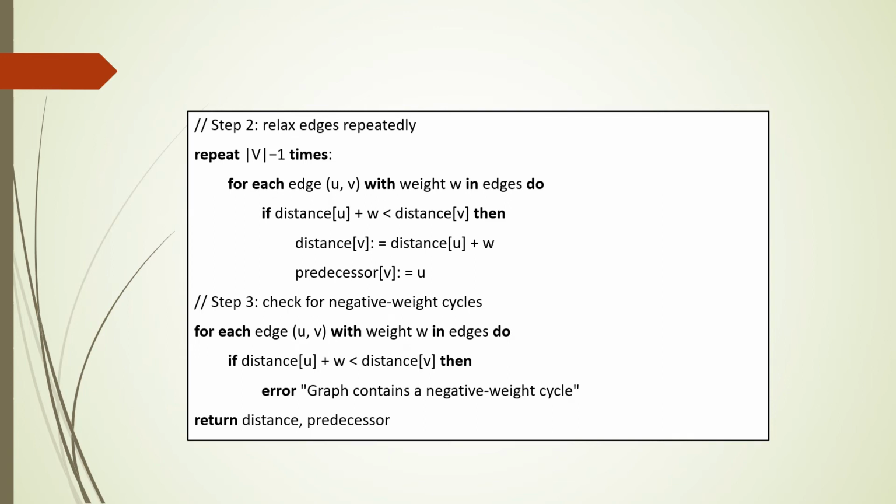And the next step is it will only check for the negative cycles if there is any present in the graph, and it's also the same condition for the edge uv. If we check if the distance of v is greater than distance of u plus the weight of the edge uv, then we'll simply state that graph contains negative cycle.